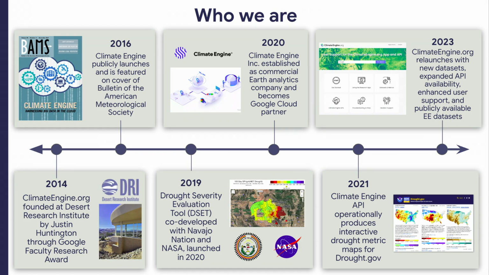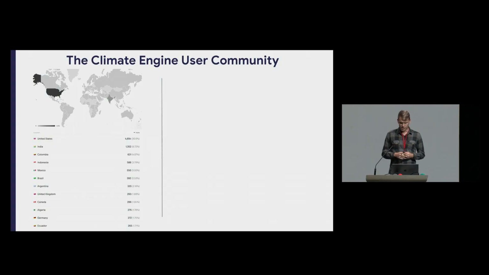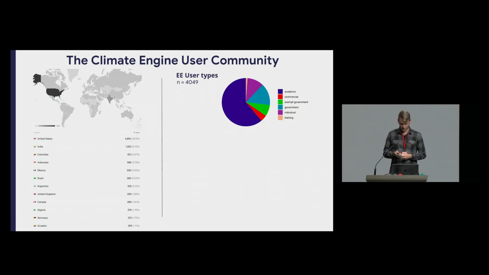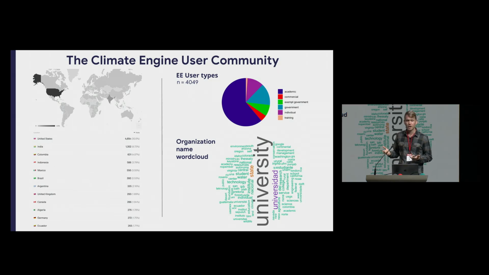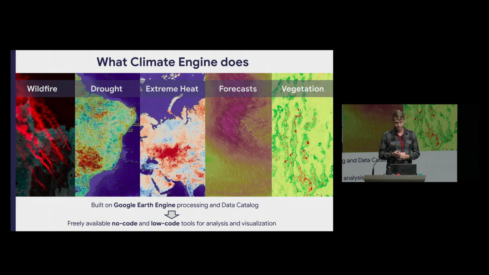And just this year, we relaunched climateengine.org with new data sets, new capabilities, and expanded user support. And since we've relaunched, this text may be very small, but we've been amazed to see that 70% of our users are outside of the US, many coming from environmentally rich countries like India, Colombia, Indonesia, and Mexico. And our users are primarily academic, so we really meet research needs.